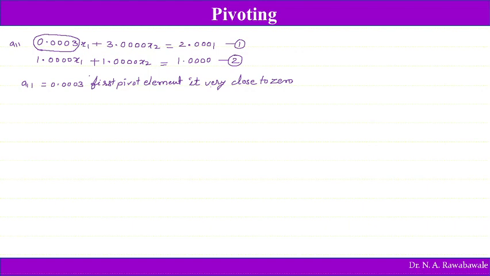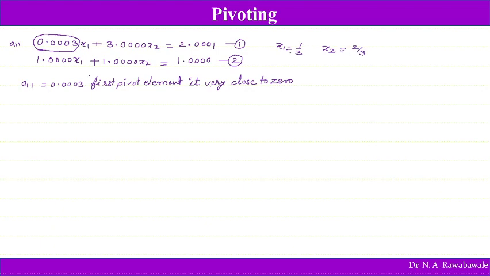0.0003 is very close to 0. Then the computations which we will find, and what is the effect of this pivot element having a value of 0 or approximately close to 0. Let us see that the exact solution of these two equations, or the value of x1, is 1 by 3, which is known to us, and the value of x2 is 2 by 3.